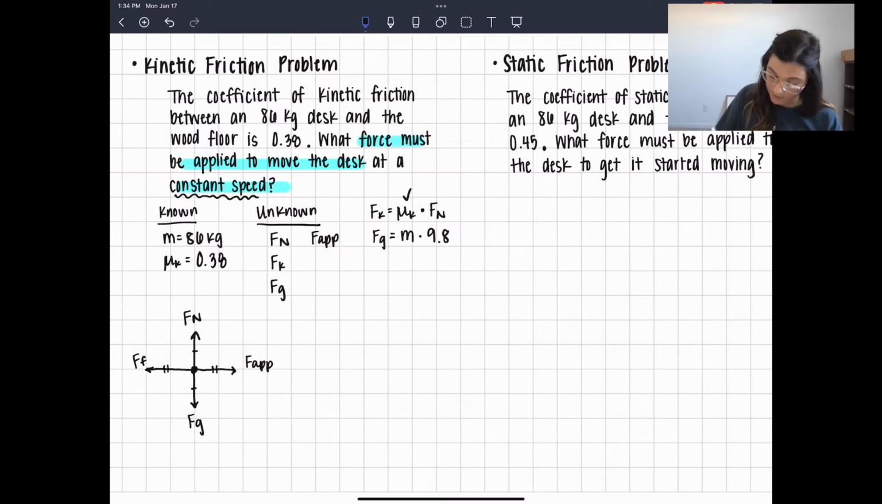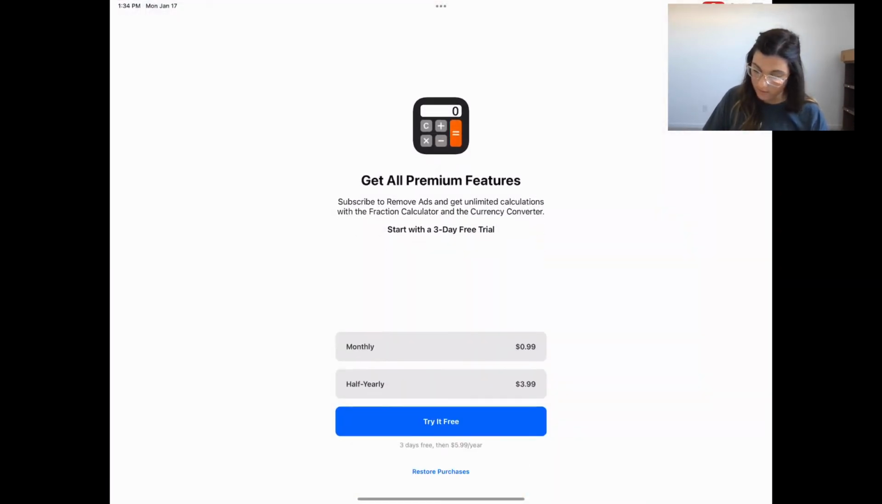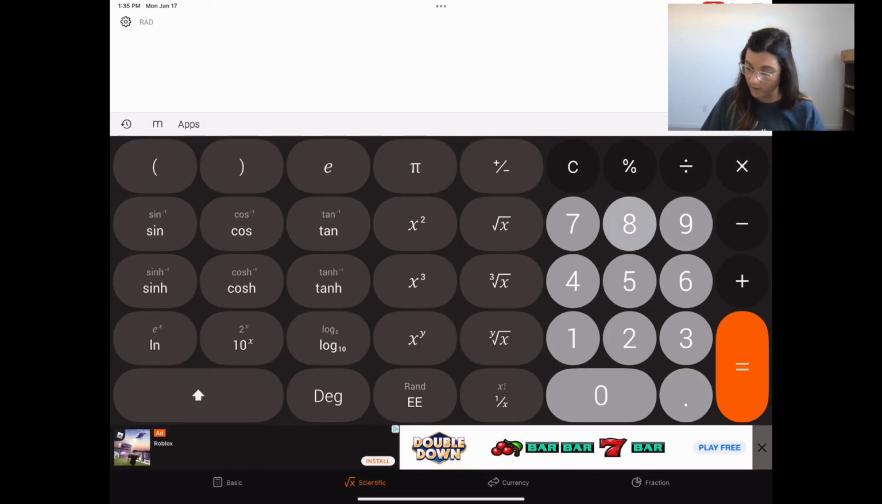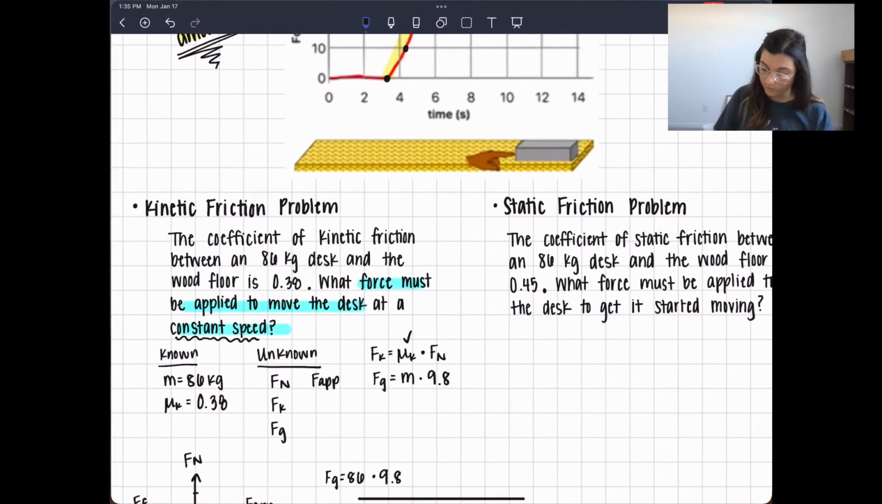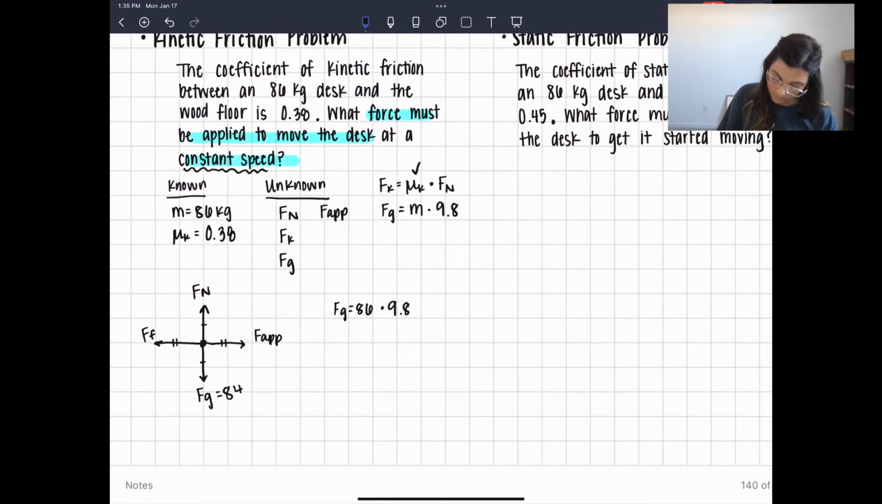So let's do that math down here. My gravity is going to equal 86 kilograms times 9.8. Let's do that in my calculator. 86 times 9.8. Perfect. 842.8 newtons. So if my gravity is that many newtons, and it's balanced with my normal, that must mean my normal is also 842.8 newtons. So now I do have normal, and I can plug that into my friction equation. So I'm going to do that math right here. My force of kinetic friction is going to be equal to the coefficient, which is 0.38, times my normal, which is 842.8.